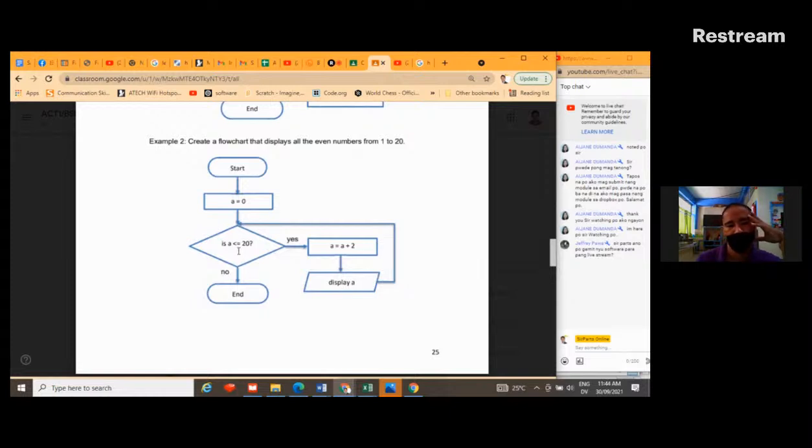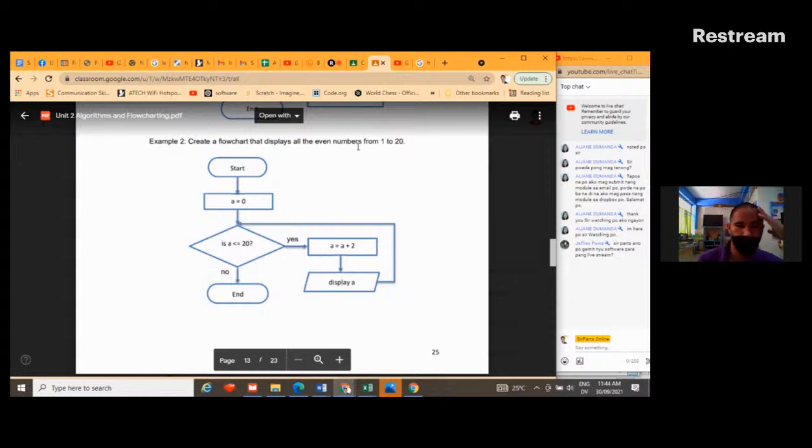So there's an extra number now. But if we're going to remove the equal here, and let's say we have 18, is 18 less than 20? That's yes. And A is equal to 18 plus 2, that's 20. So we were able to display 20. Then 20 is compared here, is 20 less than 20? And that will end our loop. So it will go here. So it will solve our problem, create a flowchart that displays all even numbers from 1 to 20.